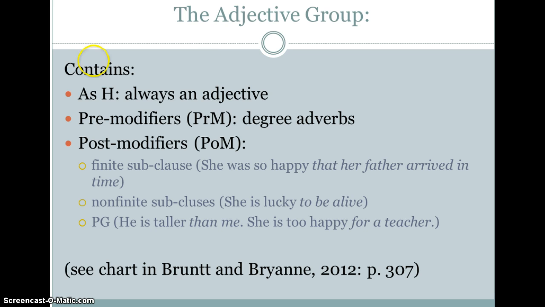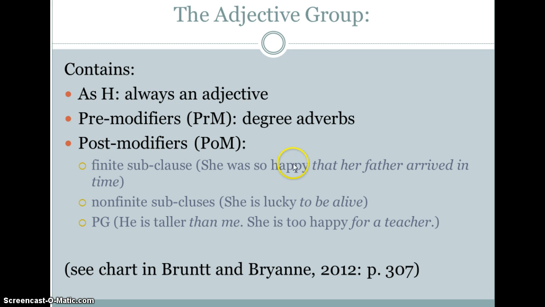And now to the adjective group and what the adjective group contains. First, it contains a head, and the head in an adjective group is always an adjective. Then, in adjective groups we can see sometimes pre-modifiers, which are typically degree adverbs, and we can also see post-modifiers. In the example just a bit earlier, we saw a post-modifier that was a finite subclause.